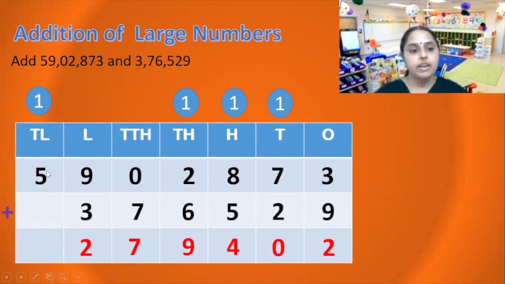So 5 plus 1, what is the answer? 6. So what is the answer? 6. So we have got the answer 62 lakhs 79,402. When we add these two numbers, we get the answer 62 lakhs 79,402. Is that clear to you? Yes? Is that clear? You have to see this video again and again.